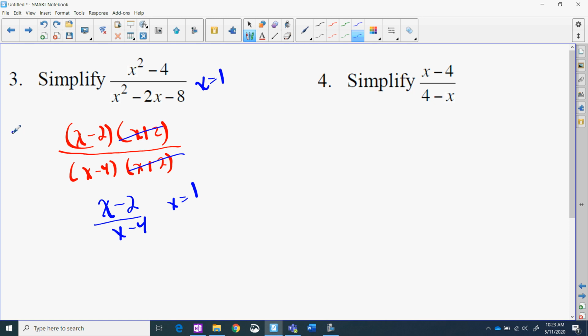It's like having 3/6 and somebody else having a half. You say, well, they're the same thing. Well, this fraction and this fraction are the same thing. One is the reduced version of the other, using algebra to reduce them.